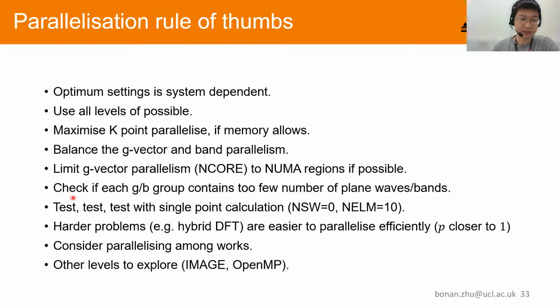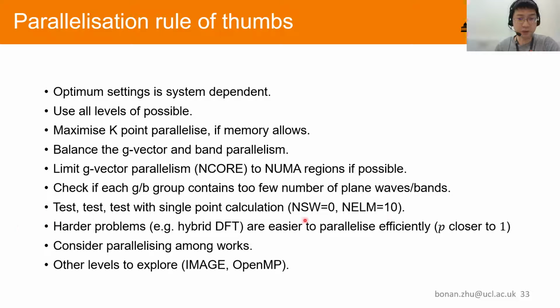Also, like I said, it's very important to check that each group actually receives a sufficient amount of work. Say you have an NPAR which is too high, which means each band group will receive not many bands. That would make your parallelization slower. But having said all that, the only way to know for sure is to test.